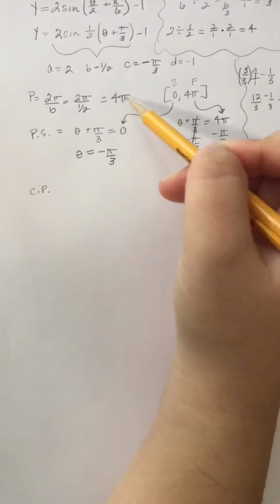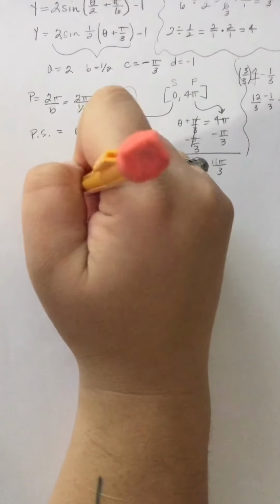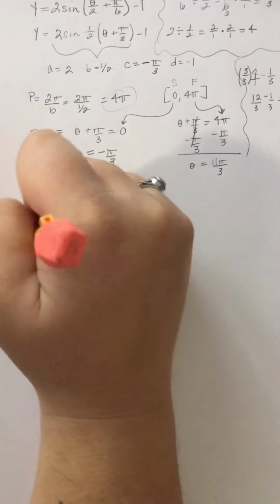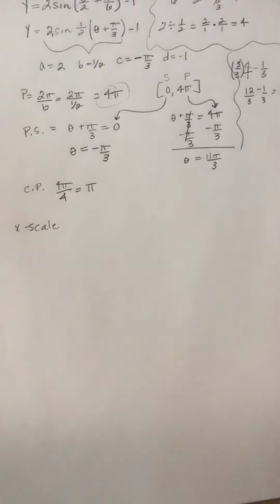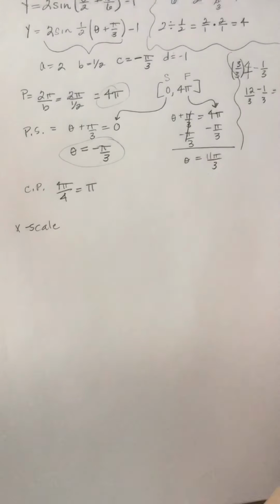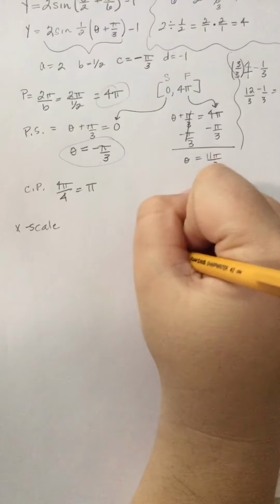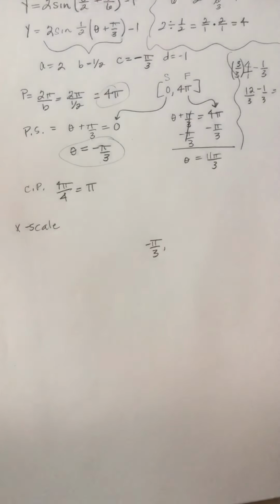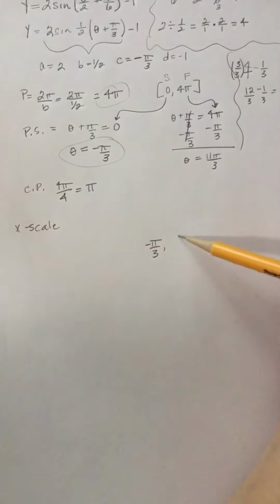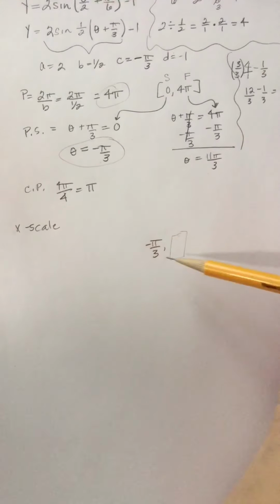So you're going to take your period, which is 4 pi, and you're going to divide it by 4. So this means we're going to have a critical point or a number on our x at every pi units. So let's go do our x scale. This is just going to give us all of our x values. So remember, our starting point is at negative pi over 3. So that's where I'm going to start, negative pi over 3. But how would I move to the left or to the right? Okay, well, our critical point says that your next x value is going to be pi units away from here.